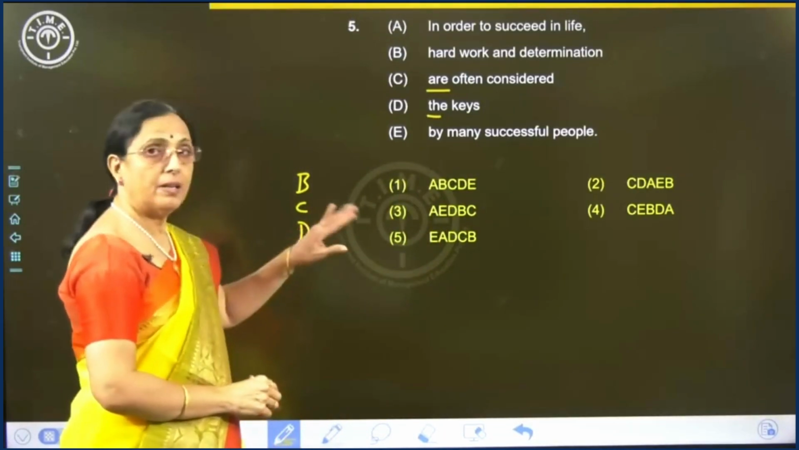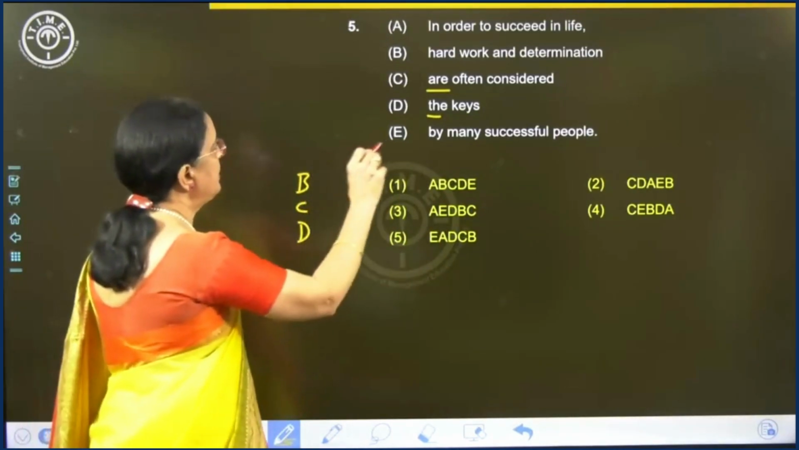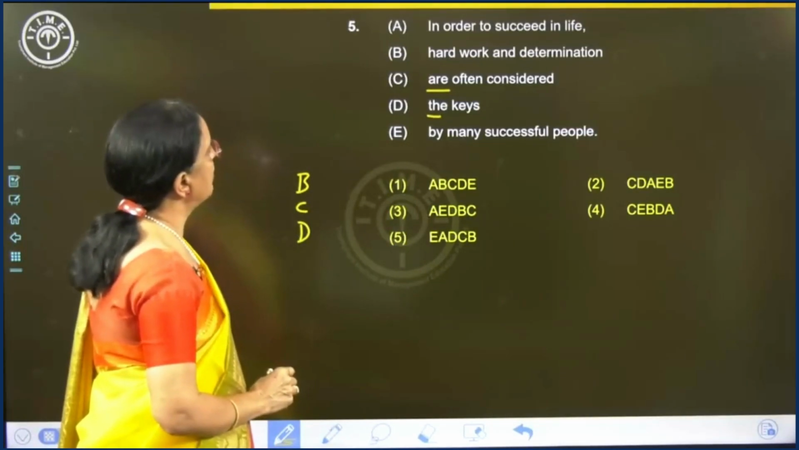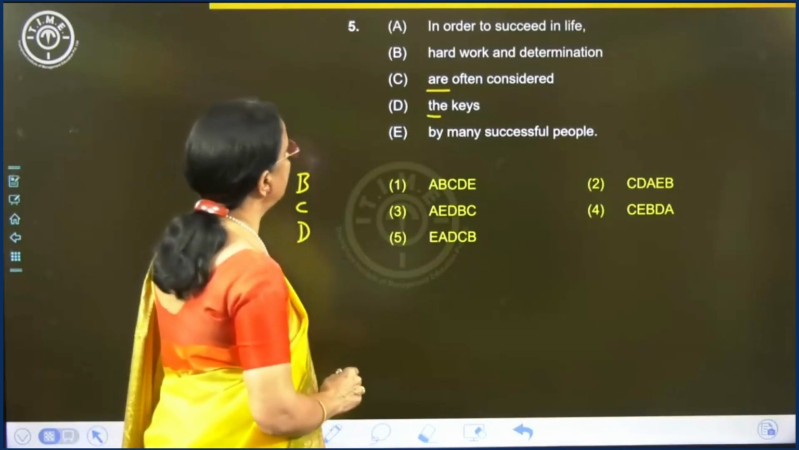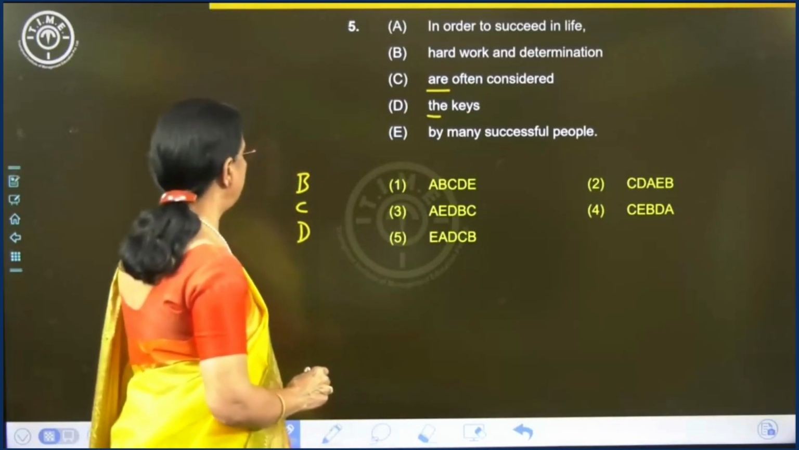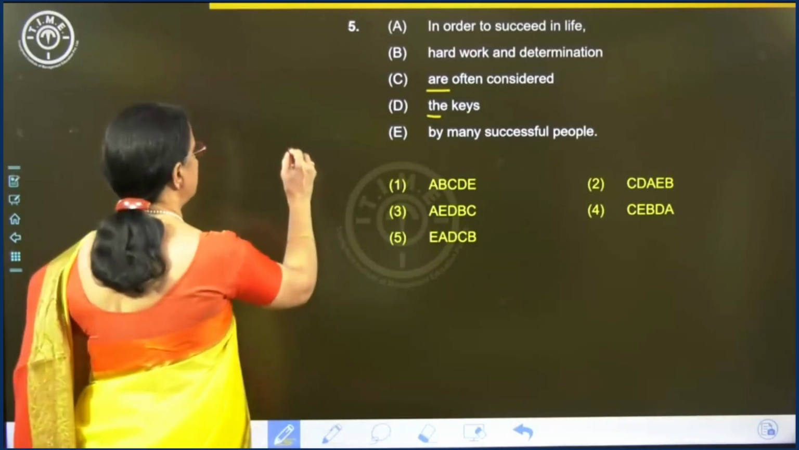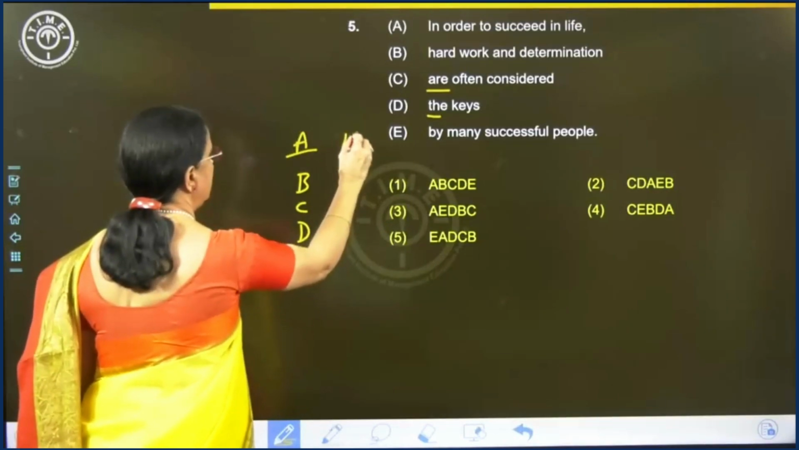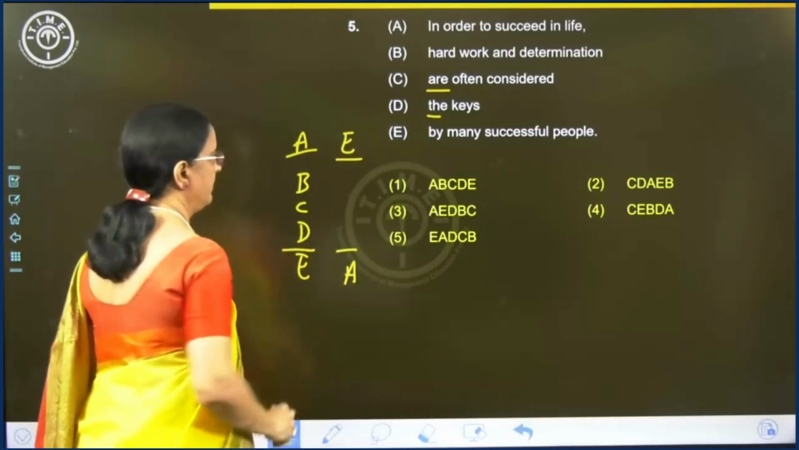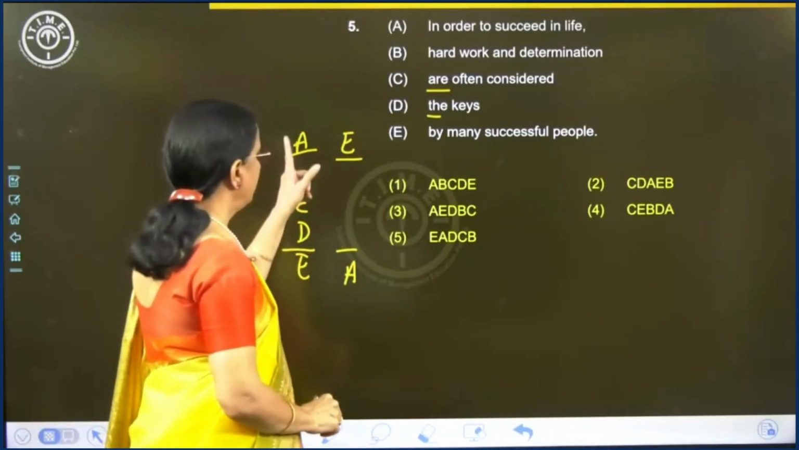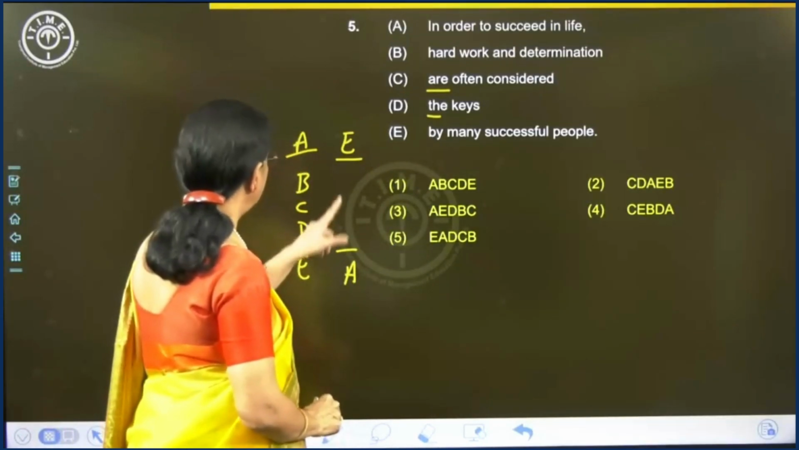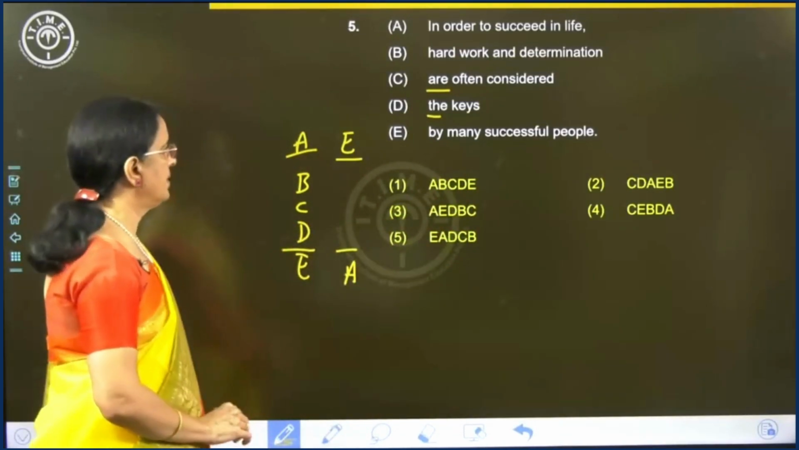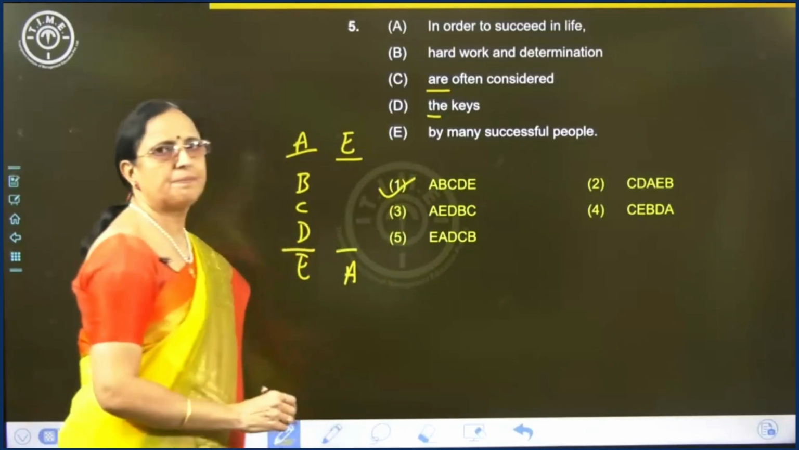Makes sense. Or try it in a different way. By many successful people, hard work and determination are often considered the keys in order to succeed in life. Right. Again, like earlier, the same story. What is that? A, E, R, E, A. Right. So, A, B, C, D, one answer. E, B. Right. E, B combination is not there anywhere. So, our answer is 1, A, B, C, D.